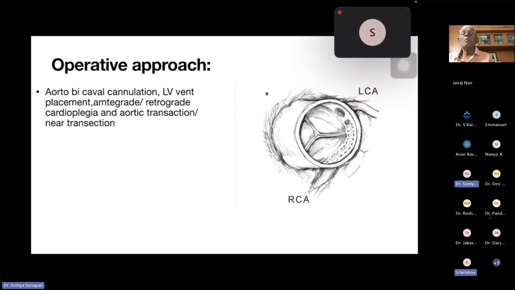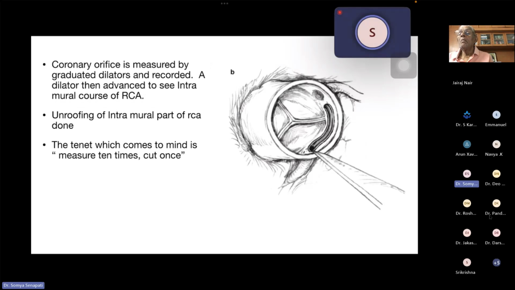So how do we approach? First of all, the same aortomyocardial cannulation is done. An LV vent is placed, antegrade and retrograde cardioplegia is given, and aortic transection or near transection is done to see the course of the coronary artery. Then the coronary orifice is measured by graduated dilators and recorded. Then a required dilator is advanced to see the intramural course of the RCA.